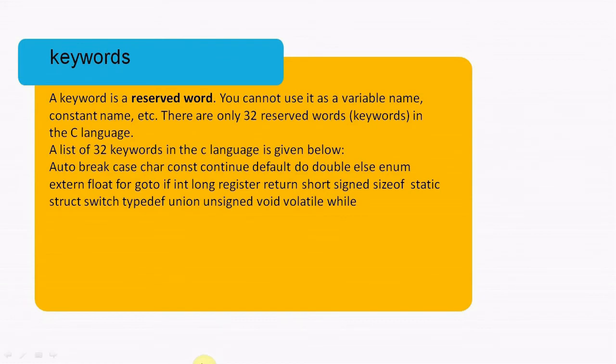Keywords. A keyword is a reserved word. You cannot use it as a variable name, constant name, etc. There are only 32 reserved keywords in the C language. A list of 32 keywords in the C language is given below. auto, break, case, char, const, continue, default, do, double, else, enum, extern, float, for, goto, if, int, long, register, return, short, signed, sizeof, static, struct, switch, typedef, union, unsigned, void, volatile, while, etc.